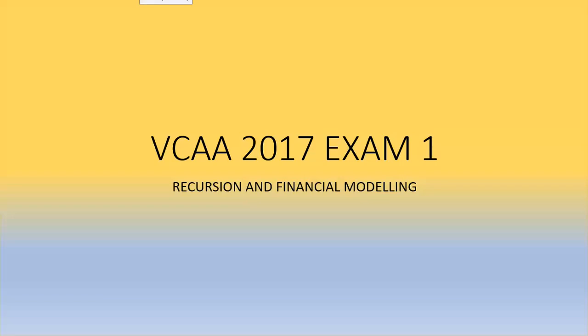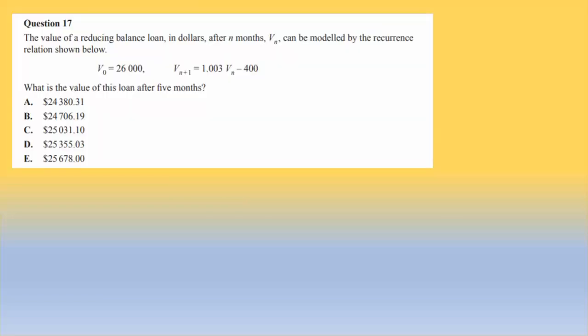17, Exam 1, Recursion and Financial Modelling. The value of the reducing balance loan in dollars after n months can be modelled by this recurrence relation. Initial value is 26,000. The next term is 1.003 times the current term minus 400. What is the value of the loan after 5 years? We're going to use our recurrence function on our calculator.